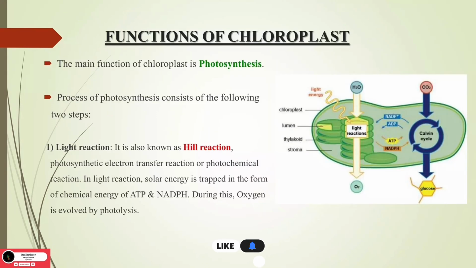Now we come to the function of the chloroplast. The main function of the chloroplast is photosynthesis. Photosynthesis mainly occurs in two steps. Number one is the light reaction and number two is the dark reaction, which is described in a later slide.